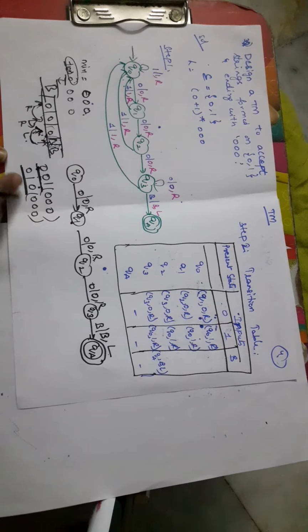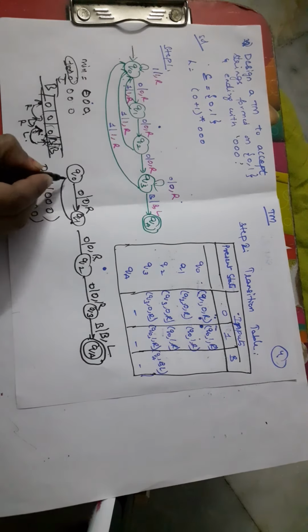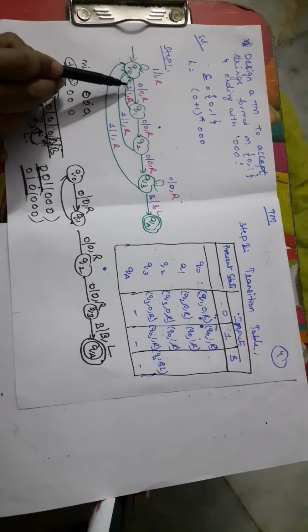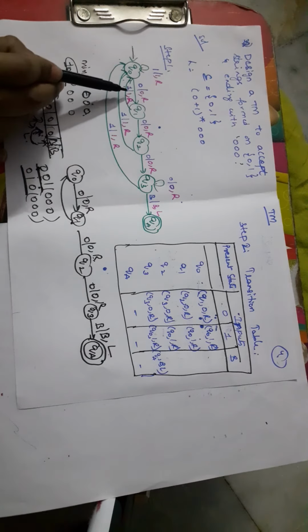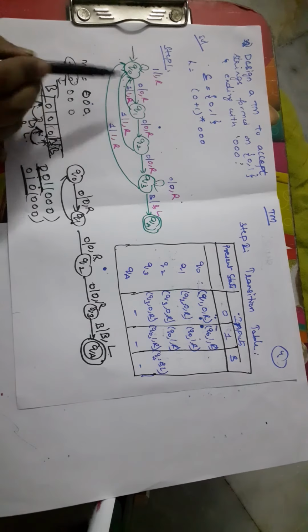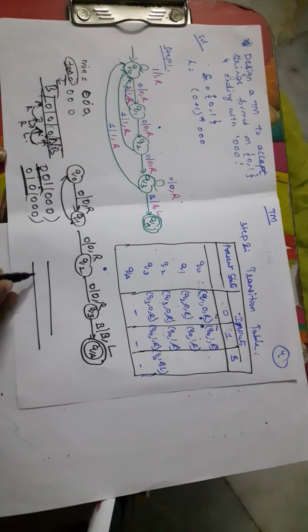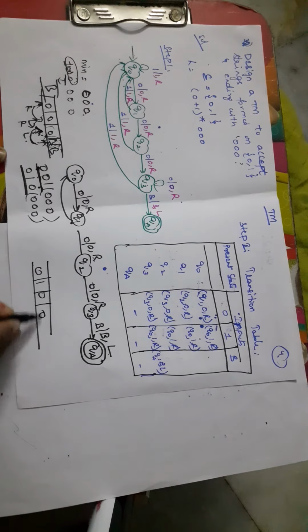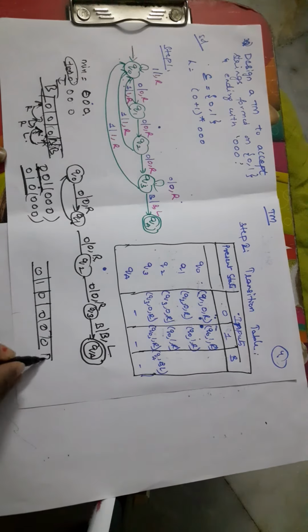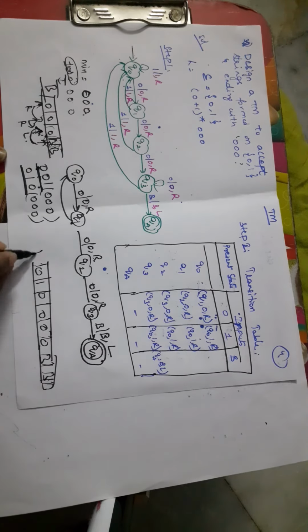We should make the transition move back. So from here, if 1 is there, it will move back. So we will write the transition as 1 slash 1 comma R. That is, if 1 is there, okay, there are 3 zeros over here, and we have blank symbols, and here also we have blank.